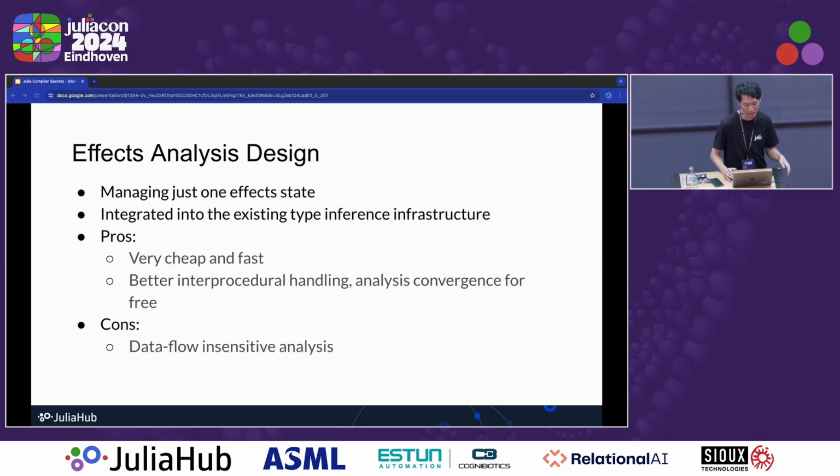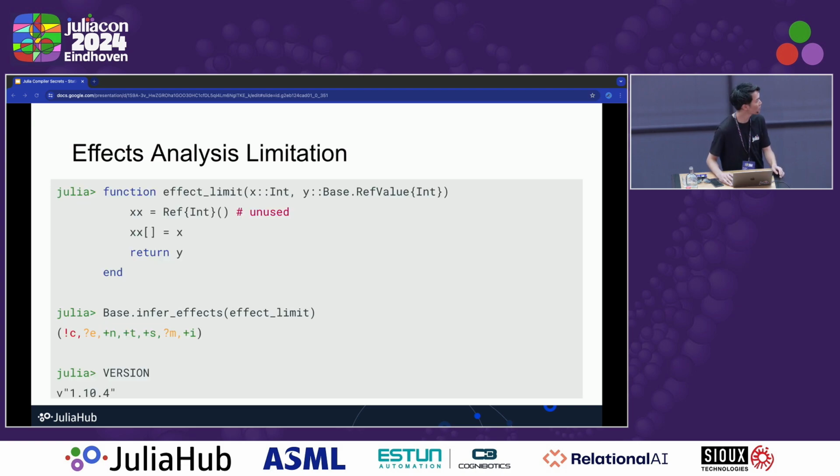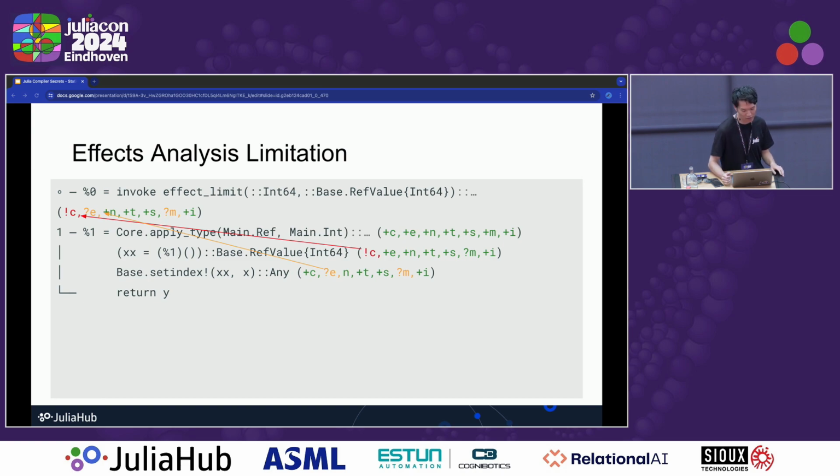So in summary, effect analysis is an analysis integrated with type inference that manages a single state. As a result, it is very cheap and fast, and it benefits from the inter-procedural information propagation and the convergence guarantees provided by type inference. But because it only manages a single state, it is not data-flow sensitive, which means it may not always be accurate. For example, this effect_limit function is actually effect-free, but the allocated object xx is not returned and does not escape anywhere. So the effect of setindex! on xx does not need to taint the overall method effects, but the current effect analysis doesn't understand the data flow of the variable xx, so it ends up tainting the method effect. In other words, to improve the effect analysis in such situations, we need a new analysis that analyzes how variables are used. And this is where the new escape analysis comes in.